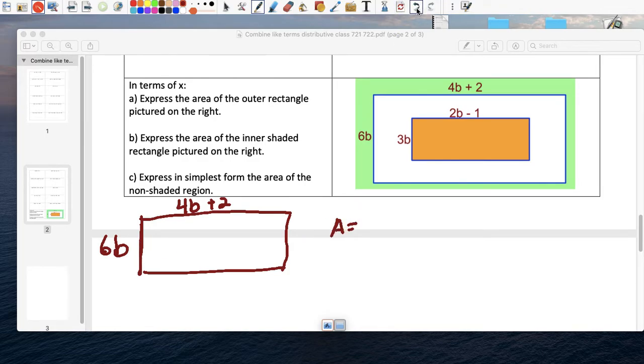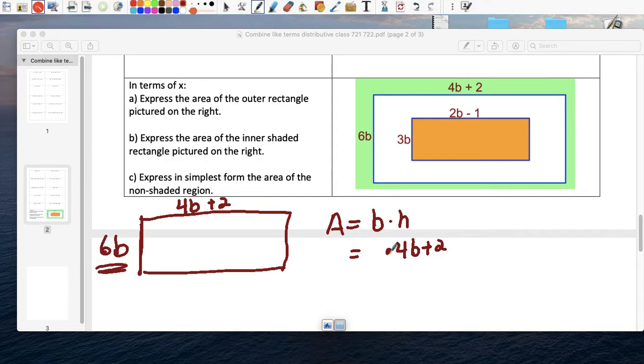So let me do that at the bottom. Actually, I'm going to do it in there. The area is this side, right? 6b times 4b plus 2. Sorry, I'll do it with this more. So if you think about area, let's go base times height, right? So base times height. So doesn't matter. The base here is 4b plus 2. But the base is 4b plus 2. And I have to multiply times the height, which is 6b.